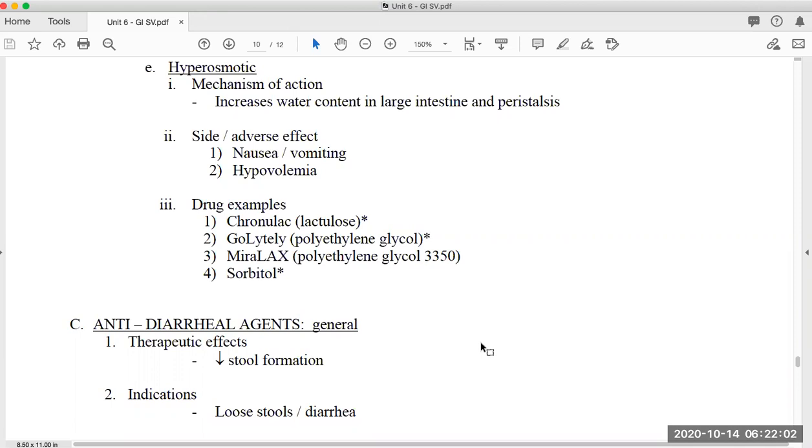So drug examples, you have to know these, okay? These are your starred prototypes, and we'll talk about each of them. So you want to remember all of the little tidbits I provide you for these. So lactulose, okay? So lactulose, we do use that as a laxative, okay? But it's also used to treat ammonia levels due to liver failure.